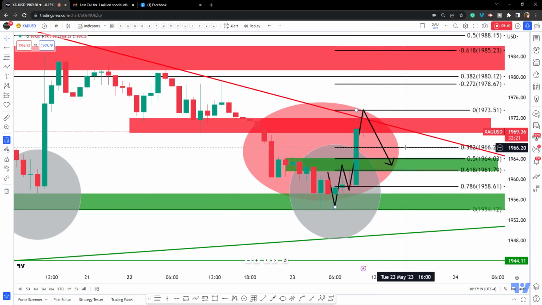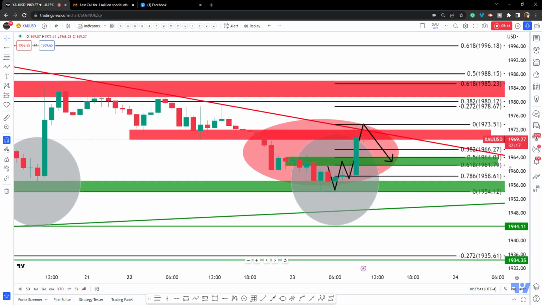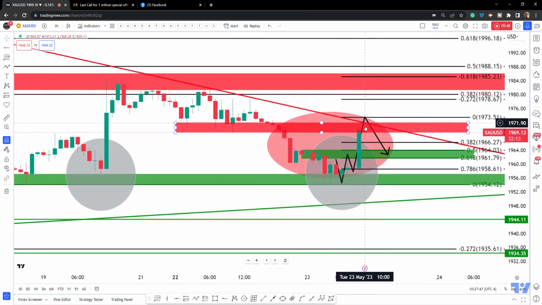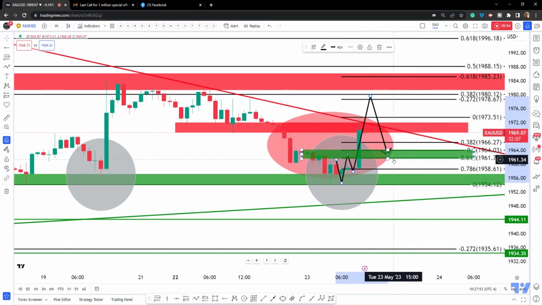So the bears need to push through this to claim new territory to the downside, and the bulls need to get above these highs, trend line, to potentially move up from there.